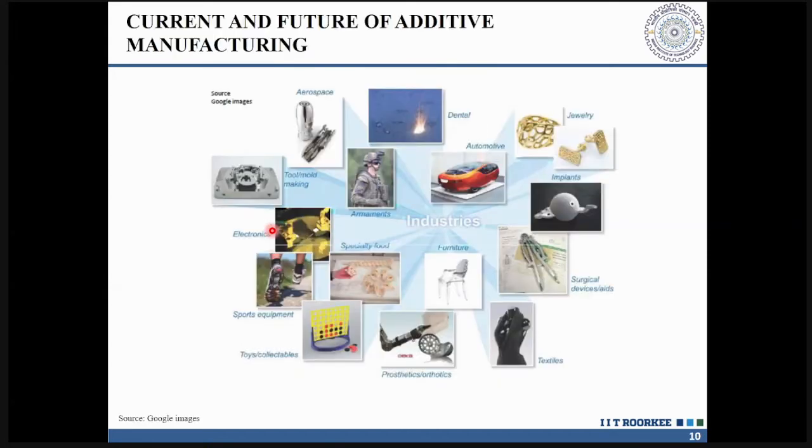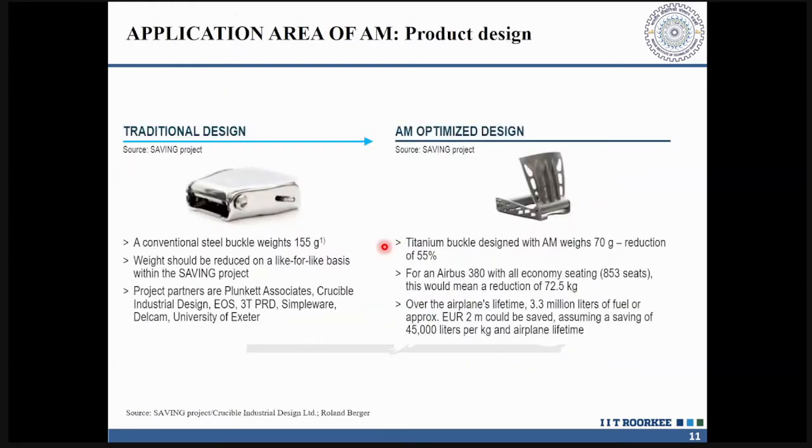So this is the current and the future of additive manufacturing, from the aerospace sector to furniture, jewelry, textiles, toys, sports equipment, even food, and even houses nowadays are being additively manufactured. I will be taking up certain case studies to give you the inference of how design integration with additive manufacturing has paved the path to a new area of the manufacturing domain in the present scenario. This is one of the examples that I always take up: the example of the steel buckle.